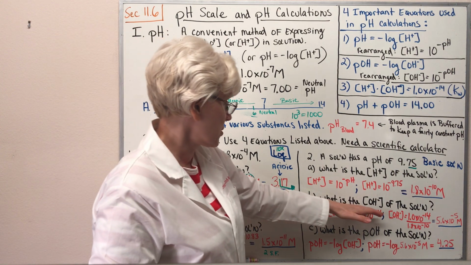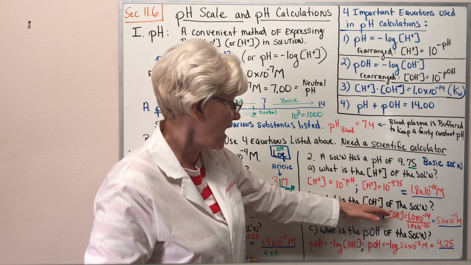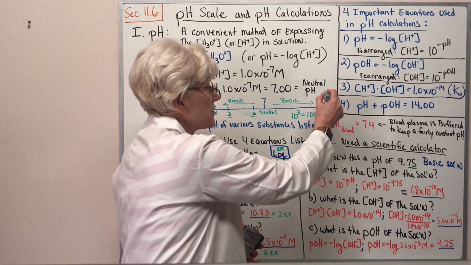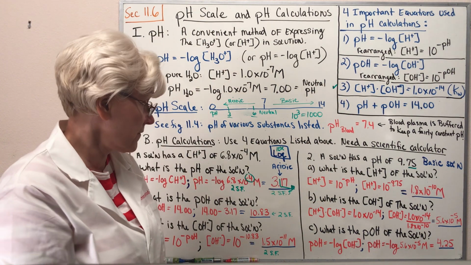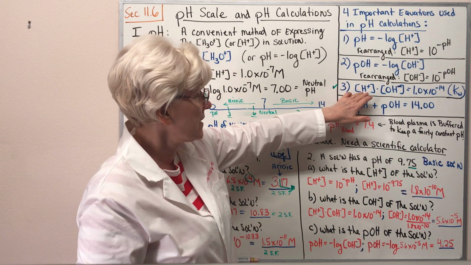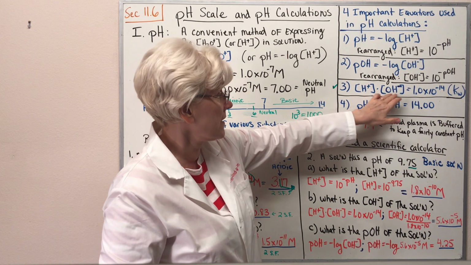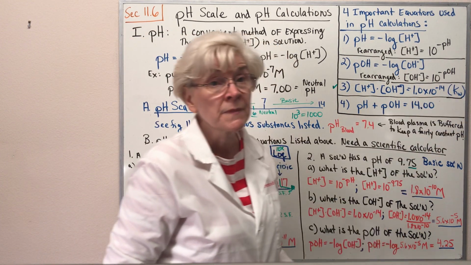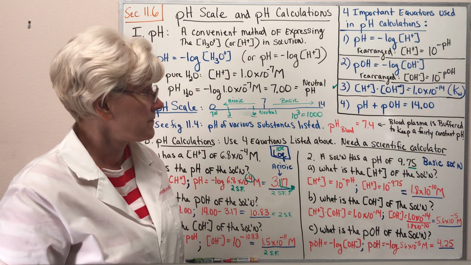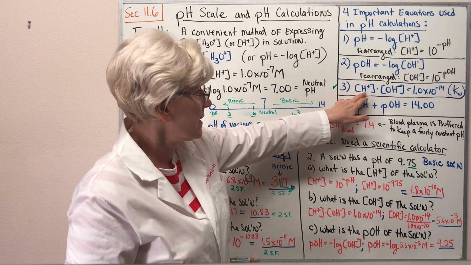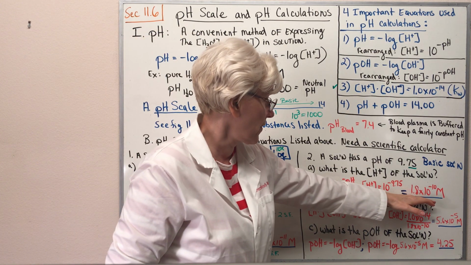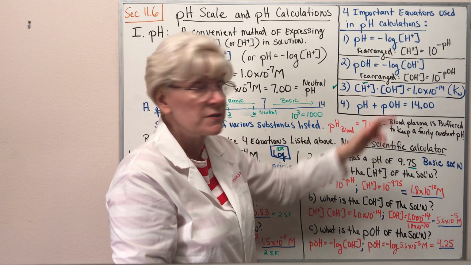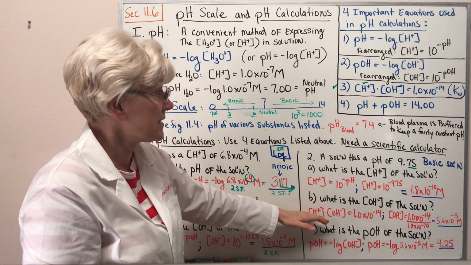Here is our second question. Part B. What is the hydroxide ion concentration of this solution? Let's go ahead and use equation number 3 in order to solve that. We know that the hydrogen ion concentration times the hydroxide ion concentration is 1 times 10 to the minus 14, or equal to the water dissociation constant. So we just calculated our hydrogen ion concentration in part A. If we know the hydrogen ion concentration, we should be able to solve for the hydroxide ion concentration.